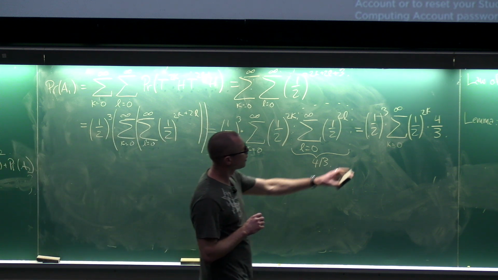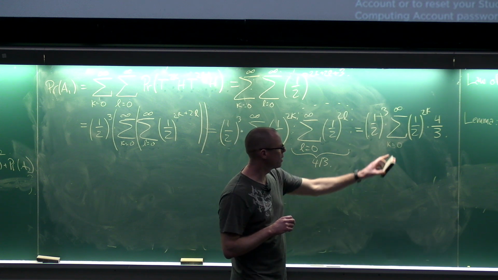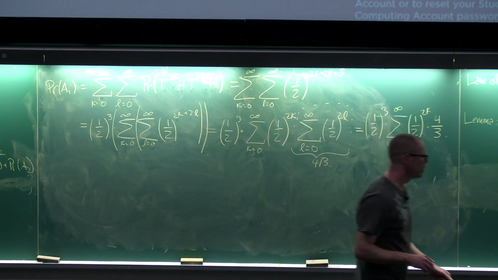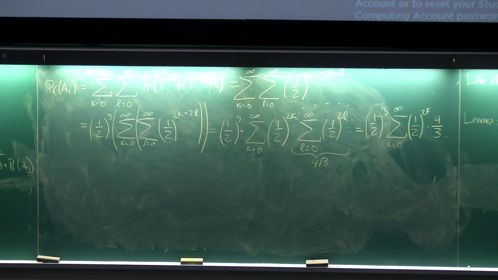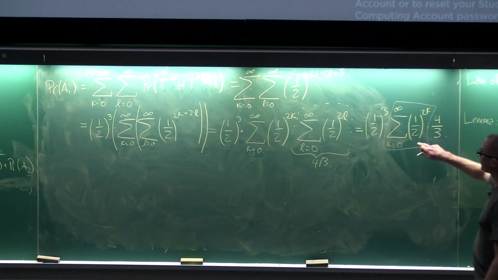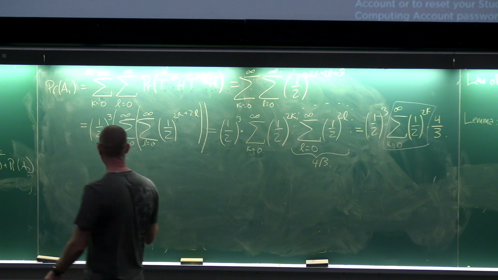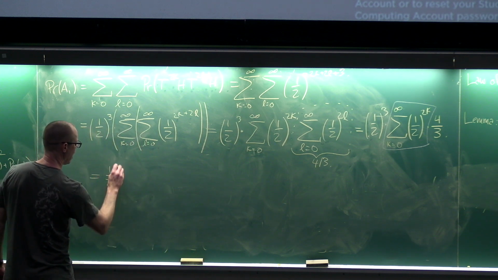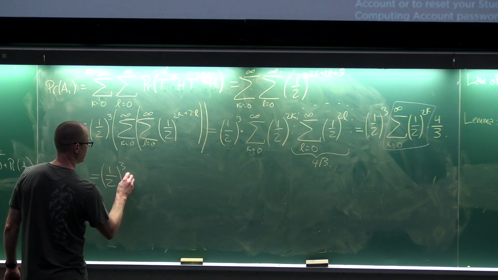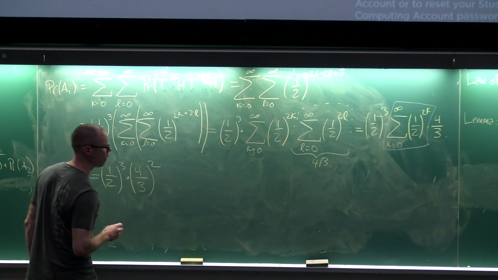No, that's an 8. This is 1/8. No, the 1 over 2 is okay. Yes, exactly. Good. So this is the same sum again, right? That thing there, that's the same thing again. So that says that what we get is 1/2 cubed times 4/3 squared.